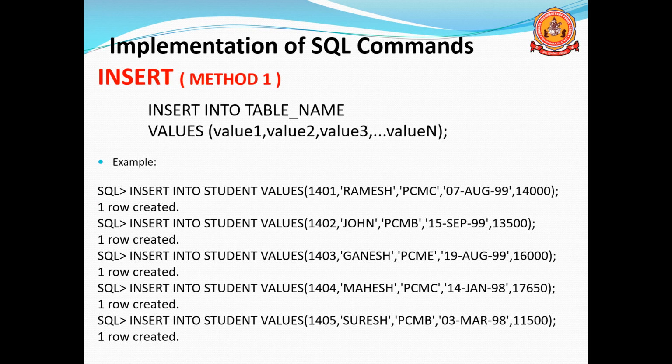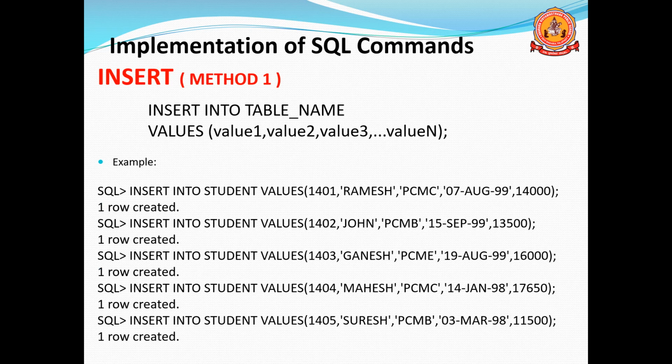So here is the first method. I told you there are two methods for insert. The first method: insert into table name values value 1, value 2, value 3 till value n, then semicolon. Remember here that columns are neglected, columns are not required. I told you that is not mandatory, not always required. Whenever you want, you can give it.